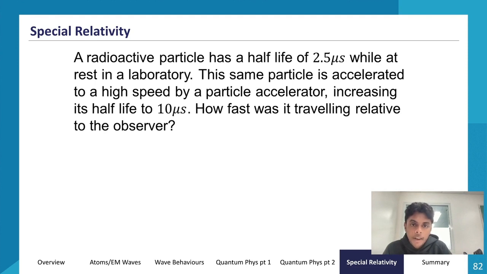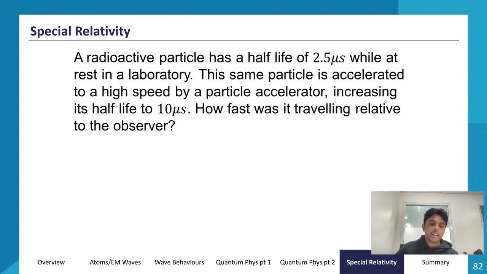A radioactive particle has a half-life of 2.5 microseconds while it rests in a laboratory. So this becomes our proper time because it is at rest in a laboratory. When we're measuring it within its own inertial frame of reference, it has a half-life of 2.5 microseconds. The same particle is accelerated to a high speed by a particle accelerator, increasing its half-life to 10 microseconds. How fast was it traveling relative to the observer?